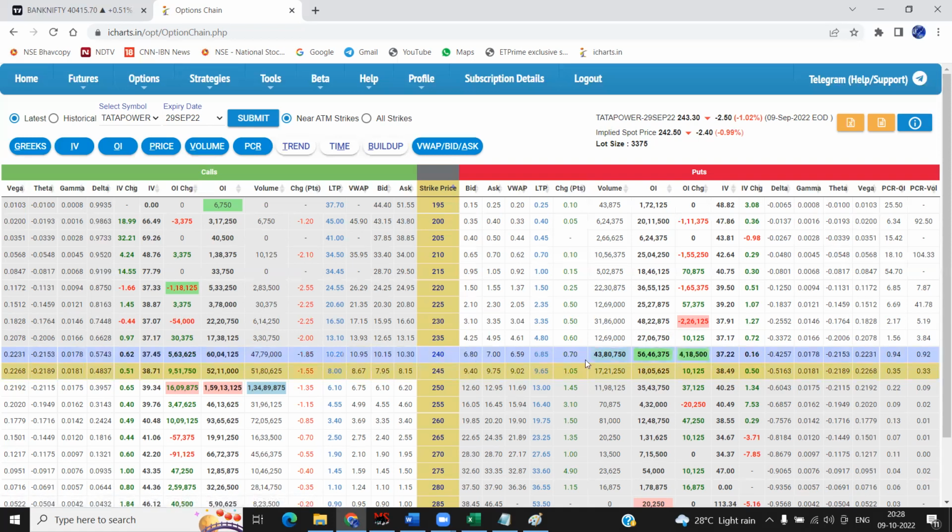what will happen is this particular option open interest will start to fall, and this one will start to rise. 951, 245. So even if my price is 9 rupees, I will get out. I will not wait for the stop loss as such.